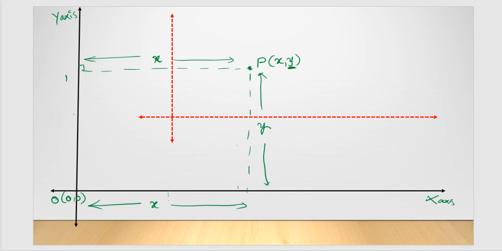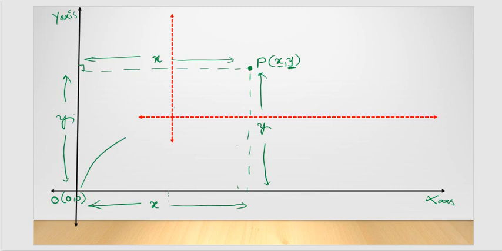The same way here, this distance is small y, because the values we have are small x and small y. So with respect to my original axis, these are the measurements we have.